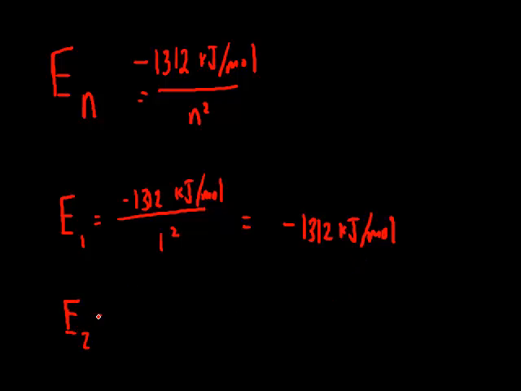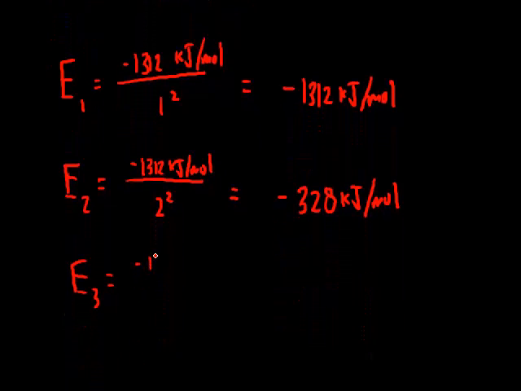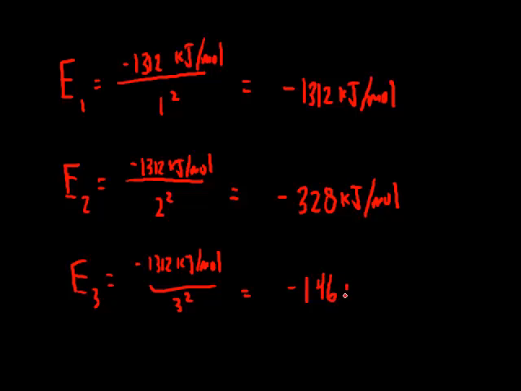So 1 squared is 1, and negative 1312 kilojoules per mole divided by 1 is negative 1312 kilojoules per mole. So the energy of the first energy level is negative 1312 kilojoules per mole. All right. The energy of the second energy level would be calculated by taking negative 1312 kilojoules per mole and dividing by 2 squared. Mrs. G, you've done this one already. Yep, negative 328 kilojoules per mole. Now, that's an increase because the negative signs are literally getting closer to 0. All right. So the energy of the third energy level is negative 1312 kilojoules per mole divided by 3 squared, which is negative 146 kilojoules per mole. We're getting closer to 0.